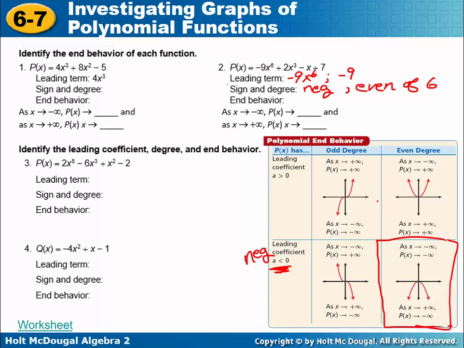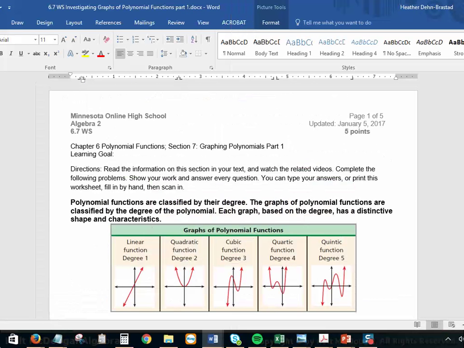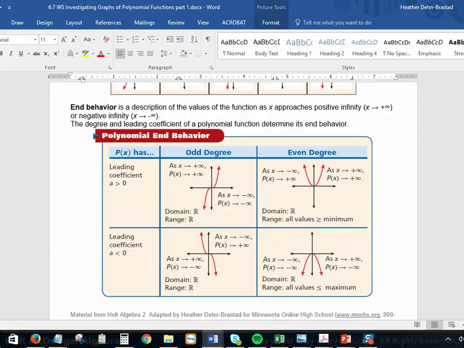As x approaches negative infinity, p of x also approaches negative infinity. And as x approaches positive infinity, here's the positive infinity, p of x approaches negative infinity. Now, how are you going to write negative infinity when you're typing? And on these ones, you don't even have those little arrows. So let's look at the worksheet here and just look at how you could do this in Word.